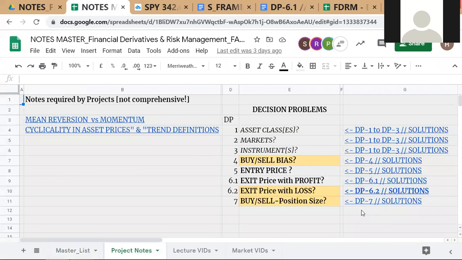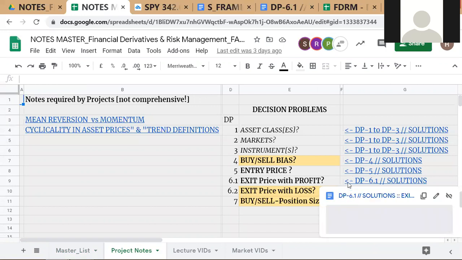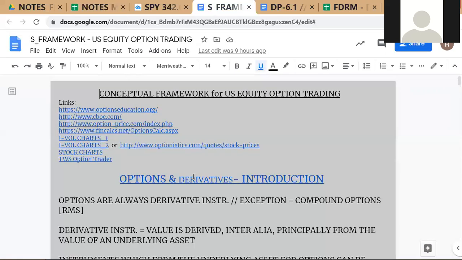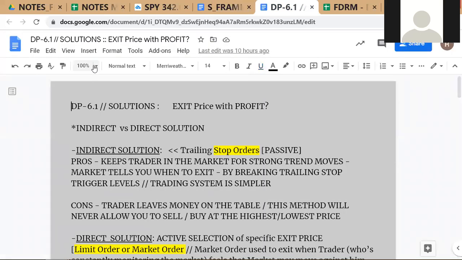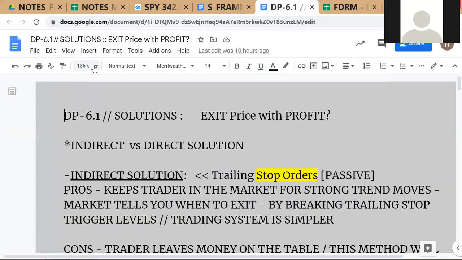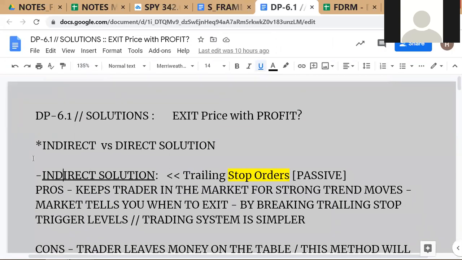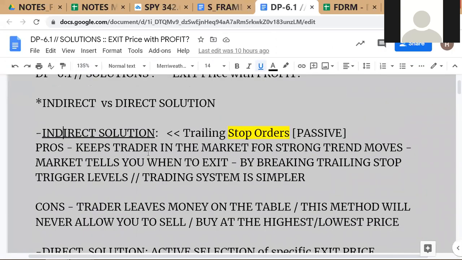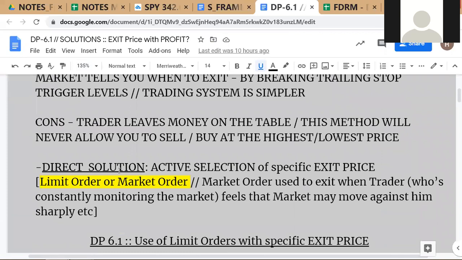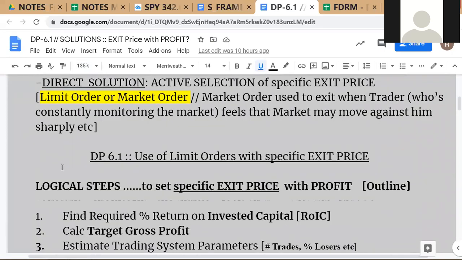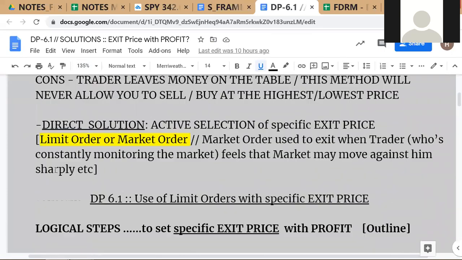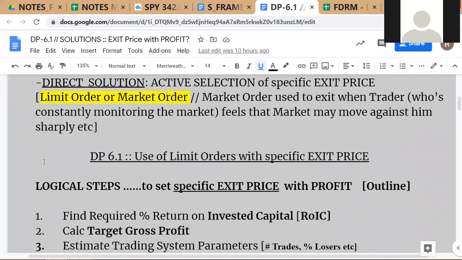Still sticking on decision problems. We were looking at decision problem 6.1, how to exit at a profit, how to determine the prices at which you would exit at a profit. Let's blow this up here. All right, so the first approach was to look at direct and indirect solutions. We already did the indirect solution, which is trading stop orders. Then we did the direct solution where we went through certain steps.